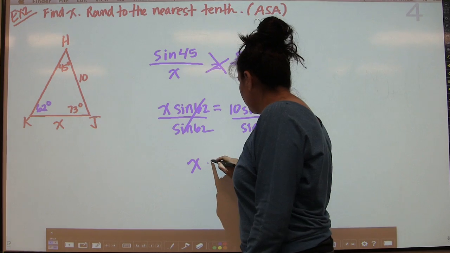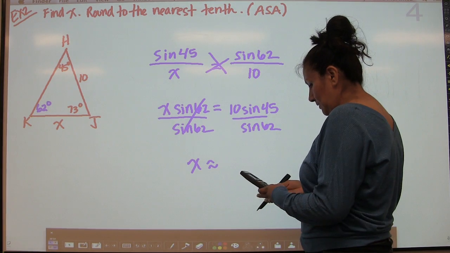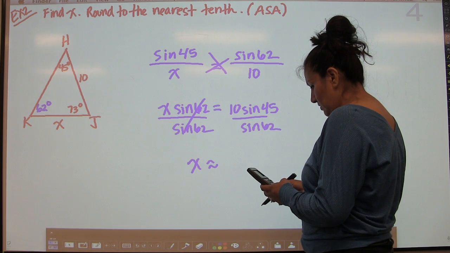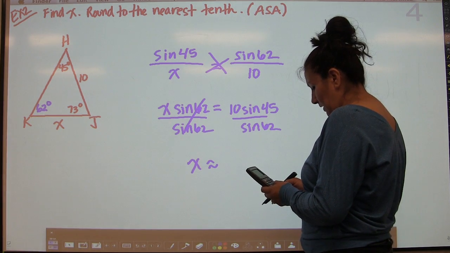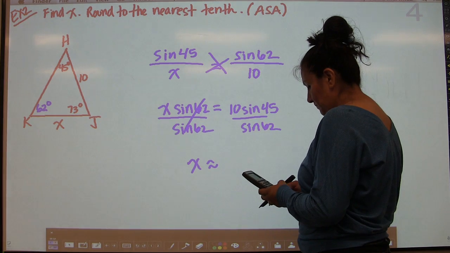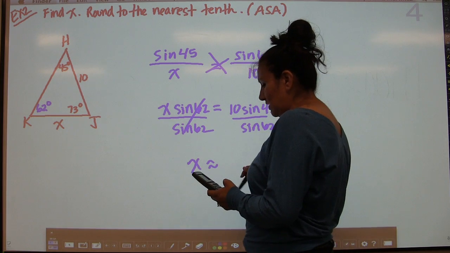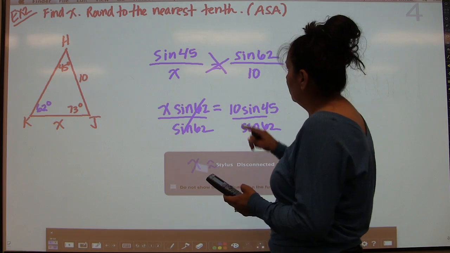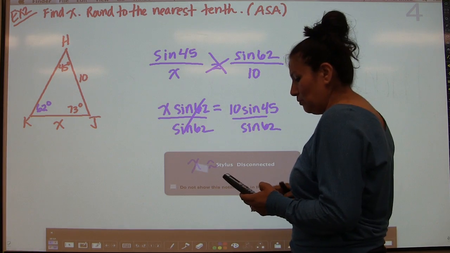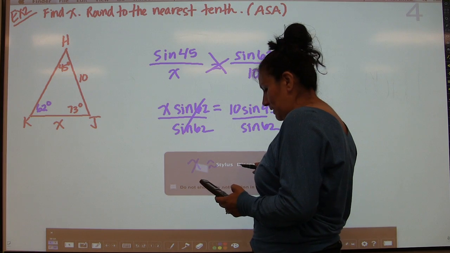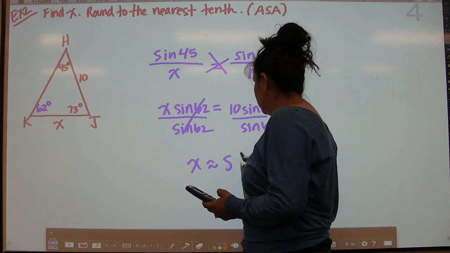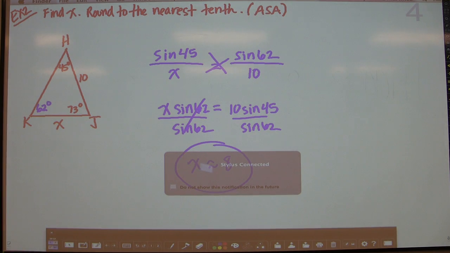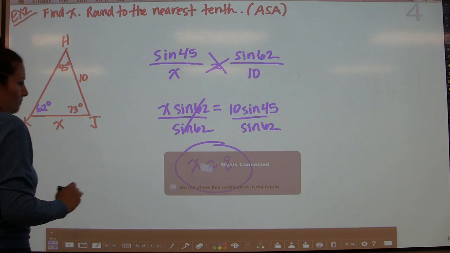So here we're going to go 10 sine of 45 and divide that by sine of 62. And we get approximately 8.008. But again, we're rounding to the nearest tenth. And to this 8.00, we're just going to approximate it at 8. So x is approximately 8 in that case, 8.0.